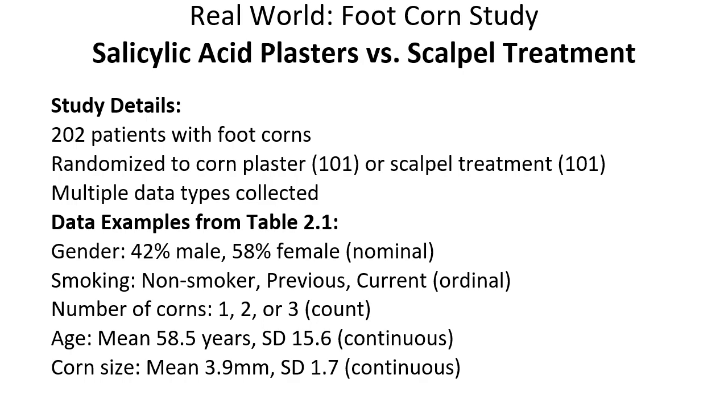Look at our age. It's continuous. The mean is 58.5 years and the standard deviation is 15.6 years. It could theoretically be any value within biological limits. Now, the mean and the standard deviation are both reported. Look how they are reported. On corn size, we're looking at continuous data. So the mean is 3.9 millimeters. The standard deviation is 1.7 millimeters. So it's measured to the nearest millimeter, but it's theoretically continuous.